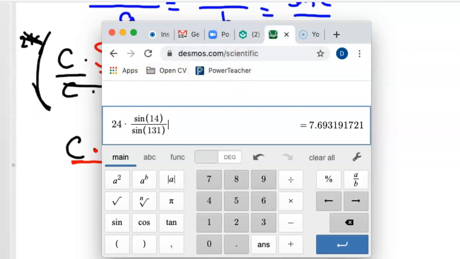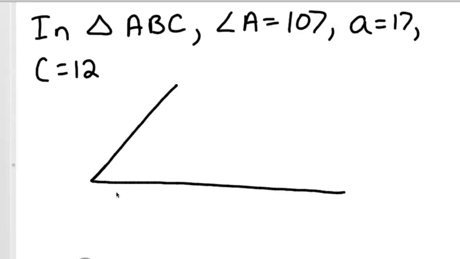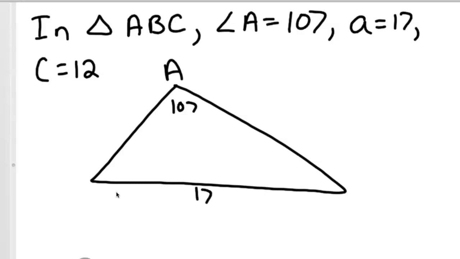So that's that part. Now there's 2 types of questions with law of sine, and we're not going to talk about the complex ones. We're just going to do the easy ones. And so here's another one. You've got this triangle again. So here's angle A, because I know that looks like a 107-degree angle. Little a is 17, so it has to go across from it.